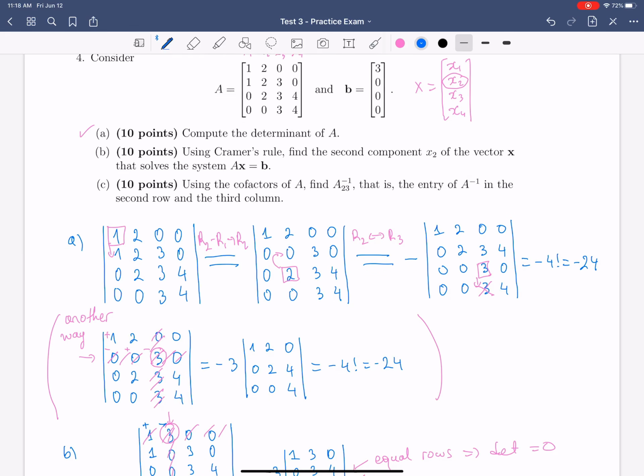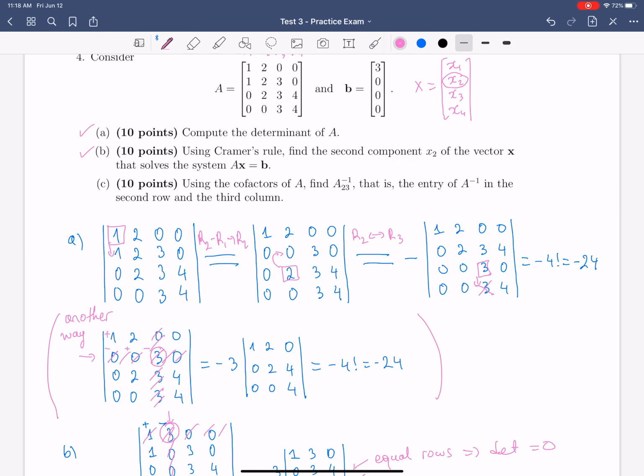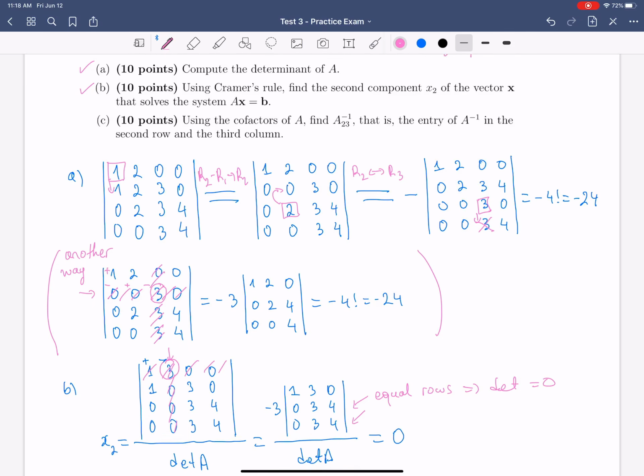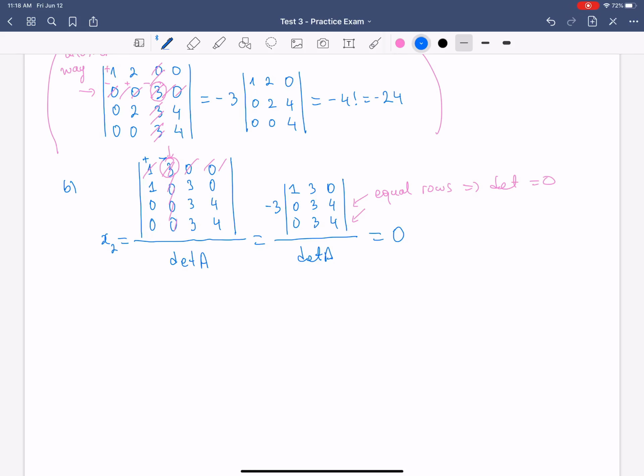All right. So we found A, we found B. What about C? Using the cofactors of A, find the term in the inverse of the matrix in the second row and the third column. That is the entry of A inverse in the second row and the third column. We talked about this yesterday, the cofactor formula.